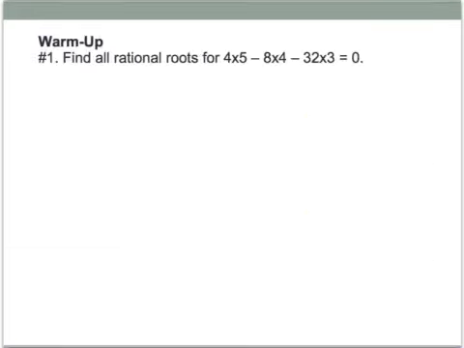Enjoy. Okay, so let's go ahead and start our notes with a warm-up problem. Number 1, find all rational roots for 4x to the 5th minus 8x to the 4th minus 32x cubed equals 0. So the first thing you want to do when you're finding the roots is, again, you always look to factor. And if we see here between 4, 8, and 32, we can factor out a 4. And between the x's, we can pull out x cubed. So I'm left with then x squared minus 2x minus 8.